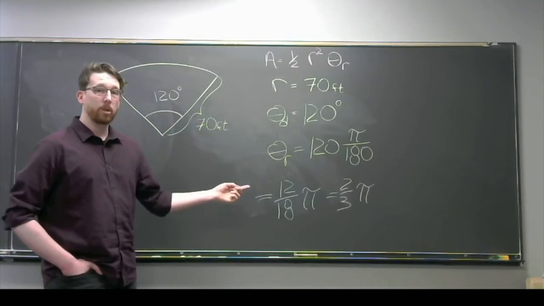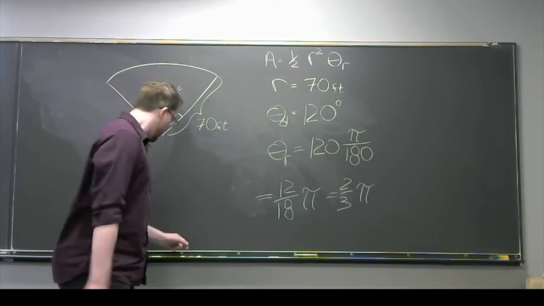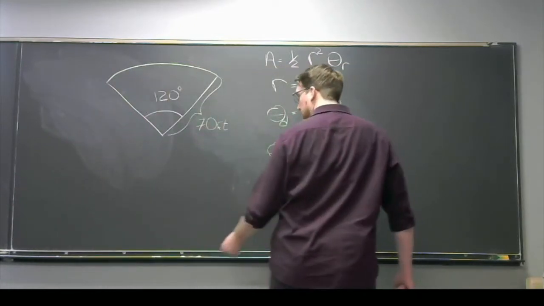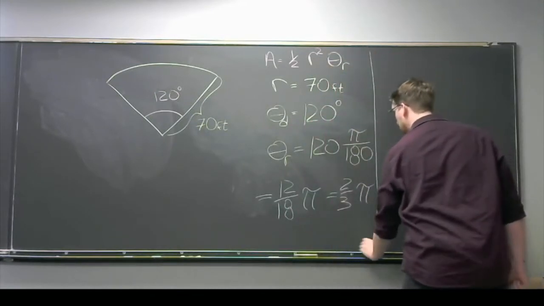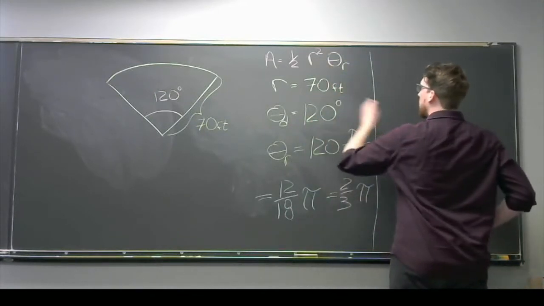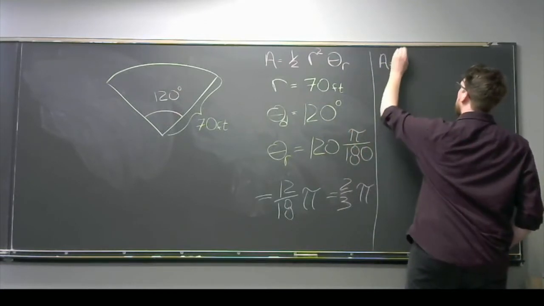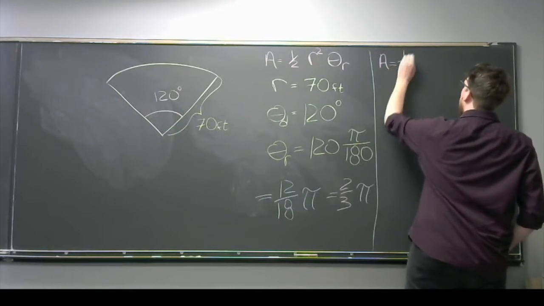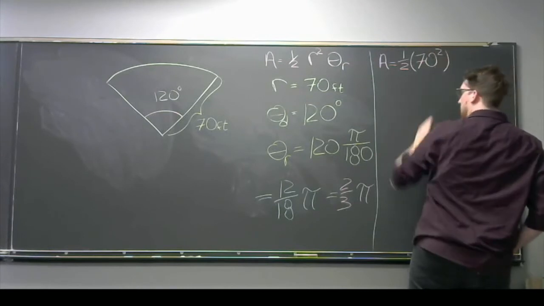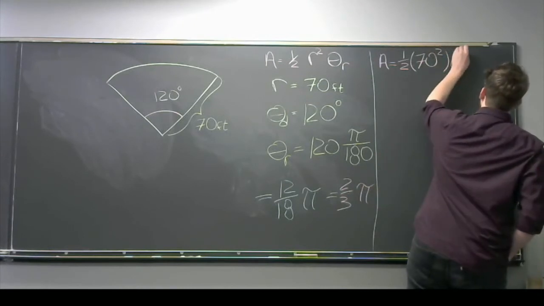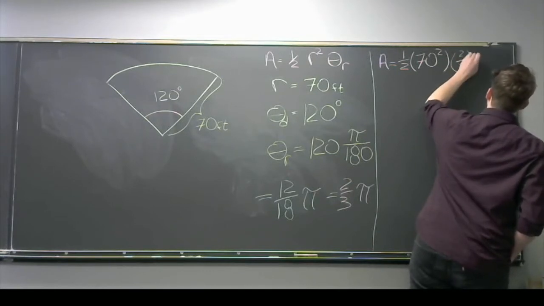From here, it's just a matter of throwing everything back into our formula. Throwing everything in, we find that the area is equal to 1/2 times 70 squared times 2 over 3 pi.